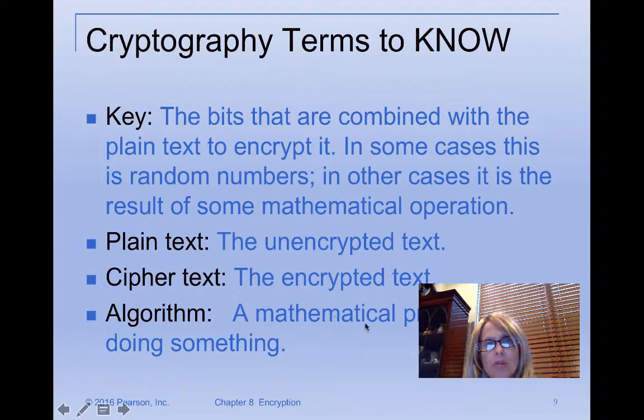In the terms of cryptology, there are a few words we need to know. So key, it's the bits that are combined with the plain text to encrypt it. So I'll say it again. It's the bits that are combined with the plain text to encrypt it. And in some cases, this is a random number. In some cases, it's just some mathematical operation like we did. Plain text is the beginning, the unencrypted message. So we take this unencrypted message, we apply the key, and then we come up with a ciphertext, the encrypted text. And this process is an algorithm.